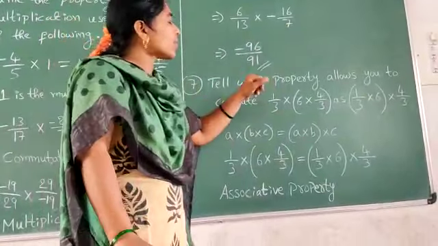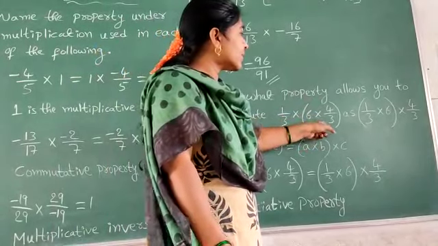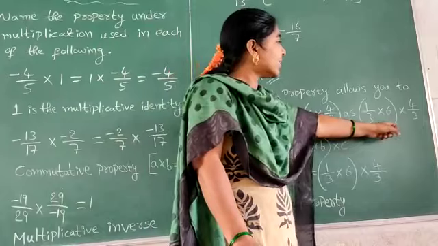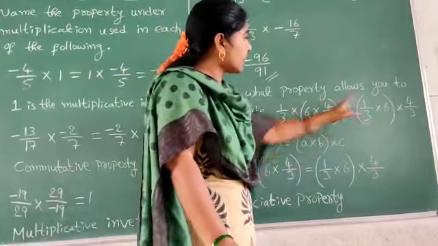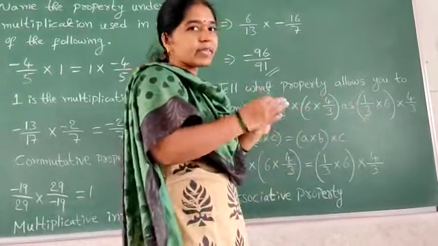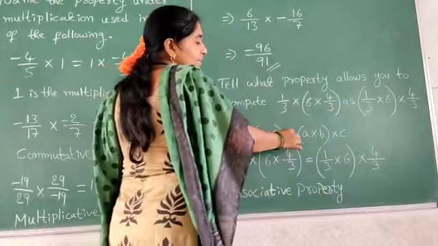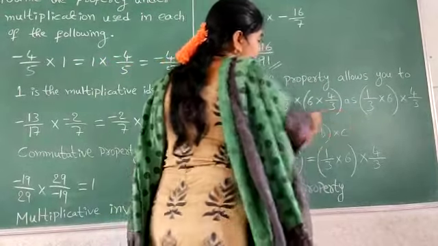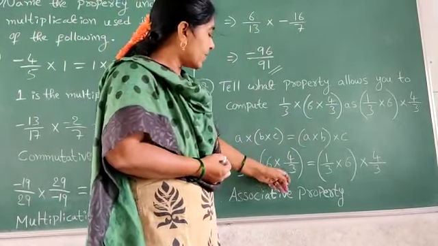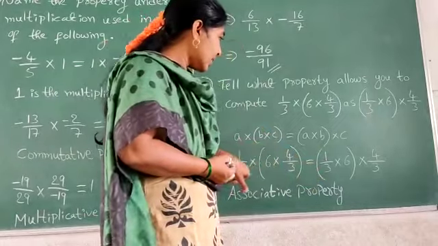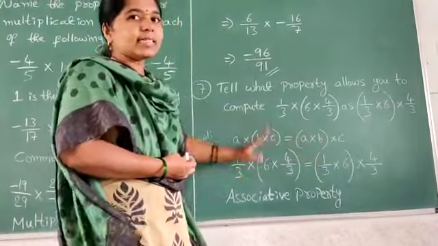Next one. Tell what property allows you to compute 1 by 3 into (6 into 4 by 3) as (1 by 3 into 6) into 4 by 3. Observe carefully, the terms are same in both. Only the brackets they used in a different way. It is in the form of A into (B into C) is equal to (A into B) into C. A value is 1 by 3, B value is 6, C value is 4 by 3. In the same way, again here A value is same, B and C. Compare carefully and then we will come to know that it is an associative property.